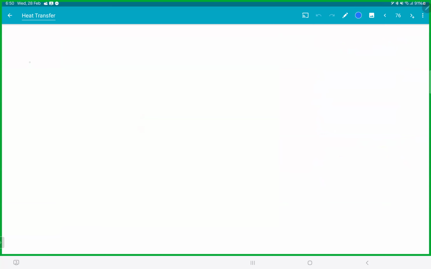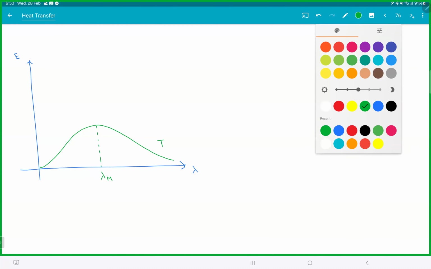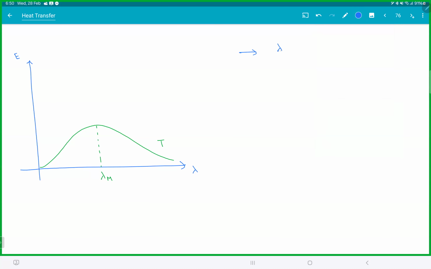Now you tell me, suppose I draw a graph, E lambda versus lambda. This is the graph for temperature T. If I double the temperature, how will the graph look like? This is an exam question. So first thing, if you double the temperature, lambda m into T is constant. So if your temperature is doubled, lambda m will become half.